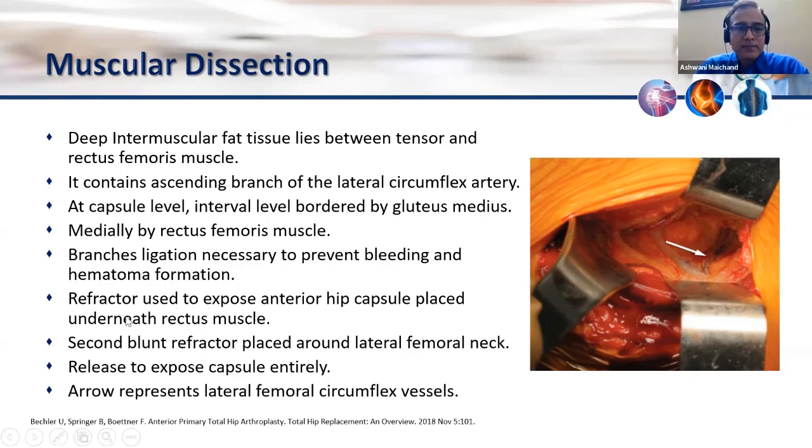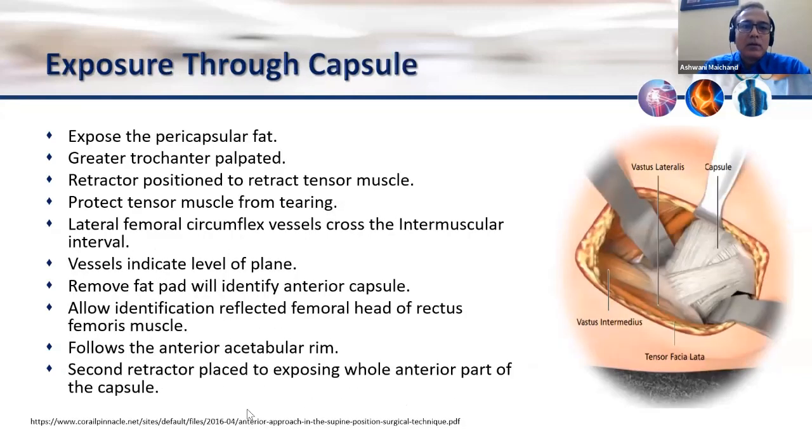All right. On the anterior capsule, we should identify the reflected head of the rectus, and we should release it slowly and put a blunt retractor there. Never use a sharp retractor, because we should be careful that just medial to the rectus there are vessels, femoral vessels. So we have to be very careful. So always use a blunt retractor on this side. The idea is to expose the capsule entirely. You can see your lateral circumflex vessels in the picture.